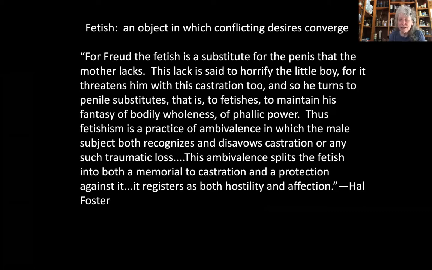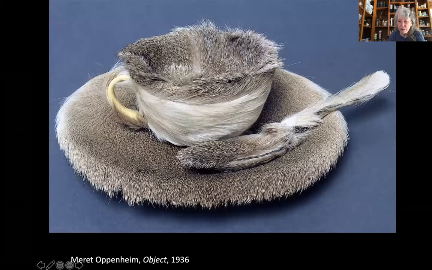Thus, fetishism is a practice of ambivalence, like maybe this, maybe that, in which the male subject both recognizes and disavows castration or any such traumatic loss. This ambivalence splits the fetish into both a memorial to castration and a protection against it. It registers as both hostility and affection. And I think you can see that in the Flatiron thing, maybe.